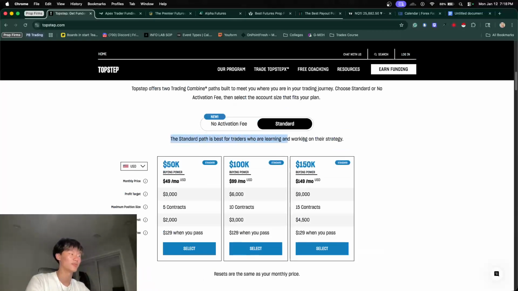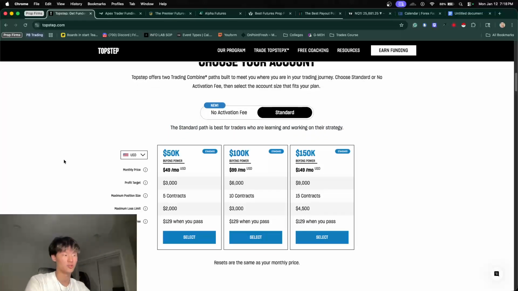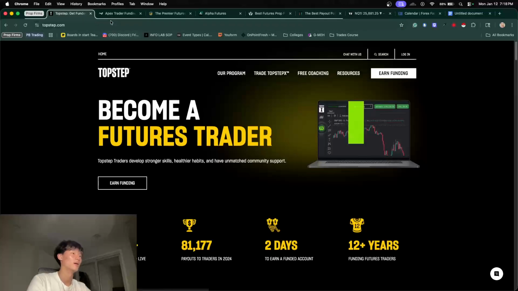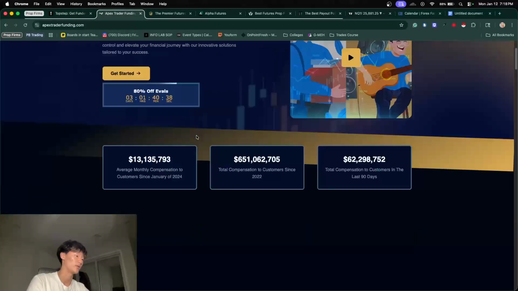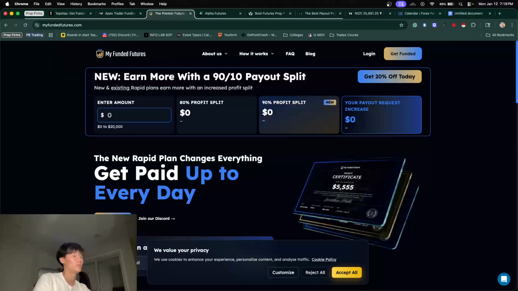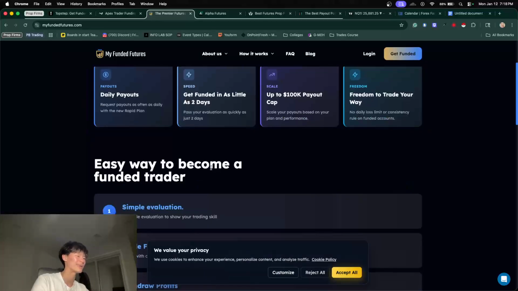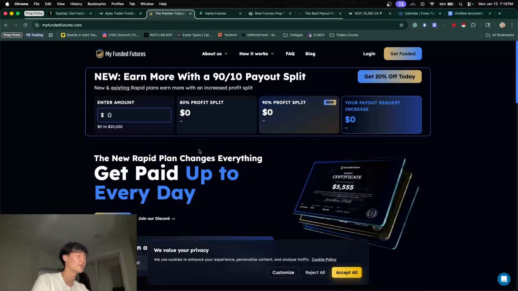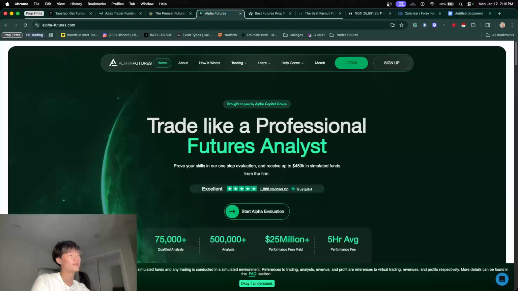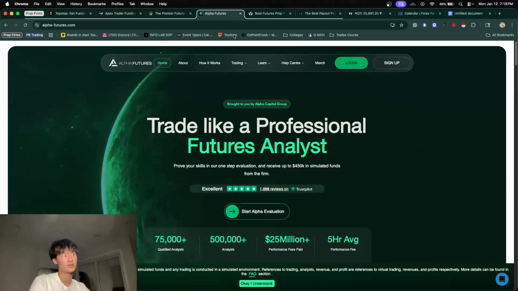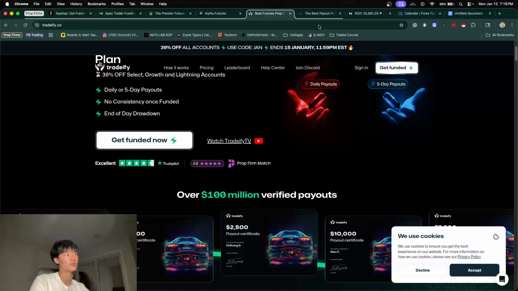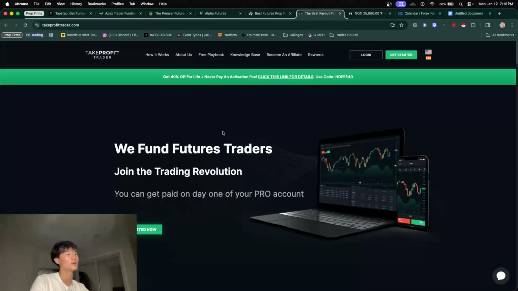Topstep is really good for beginners, right? Because there's no trailing drawdown, right? Apex is good if you're experienced and you want to scale. My Fund of Futures is pretty good, it's just your mid ground. Alpha is for when you're actually experienced. Tradeify is mid ground, and Take Profit Trader is, I guess you could say, mid ground to advanced.